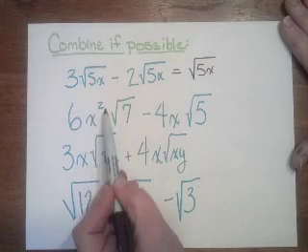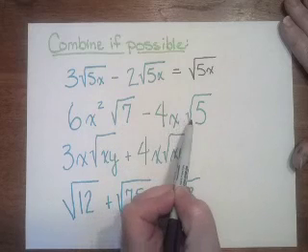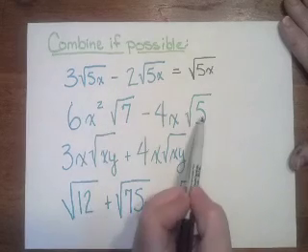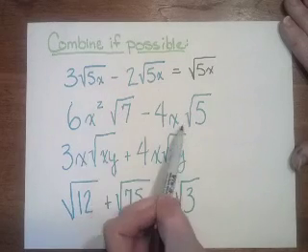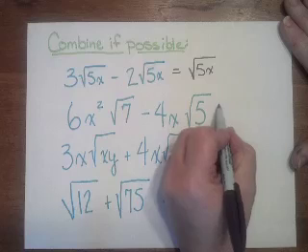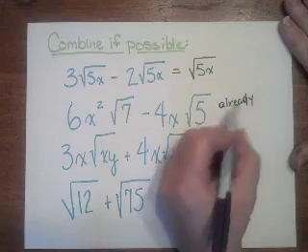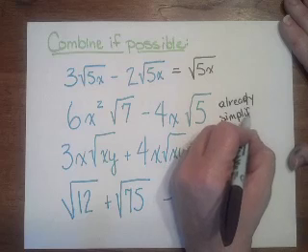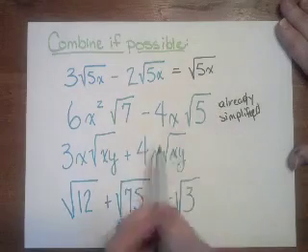But let's look at this one. I have 6x squared times the square root of 7 minus 4x times the square root of 5. This is not like in more than one way. Not only do I not have the same root underneath, but I also have the same variable at different powers. So this one is what I would call already simplified. Your book probably says not possible. I'm going to just put that. So that one I can't do anything with.